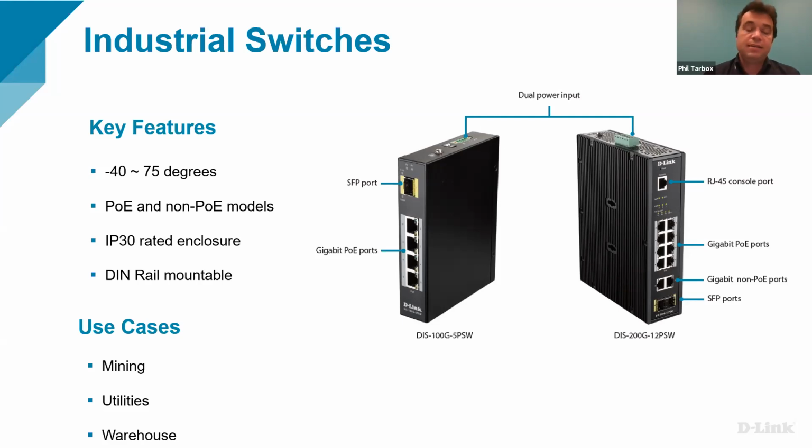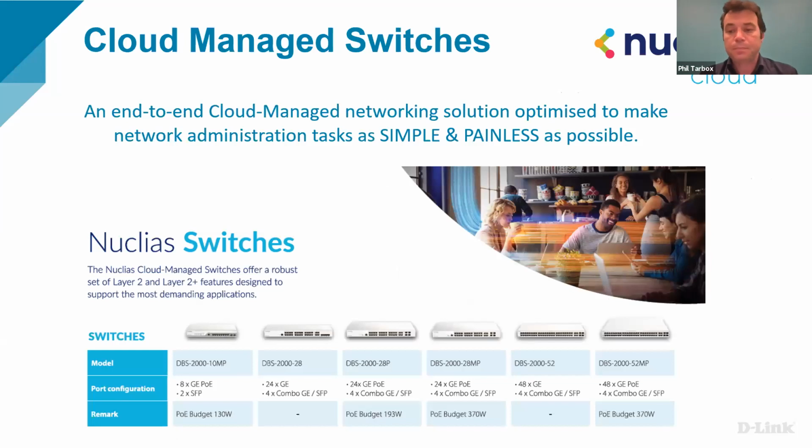We've seen some really great uses of these going into mining, into utilities. There's a couple of prisons which are running these switches, and of course warehouses as well. So if you've got a harsher environment that you're not quite sure that a standard switch is going to be up to standard, then take a look at the range of D-Link industrial switches. There's plenty of places that these are being used today. Of course, these all come with the D-Link lifetime warranty, lifetime support, and next business day advanced replacement.